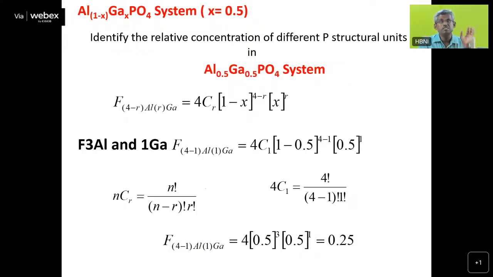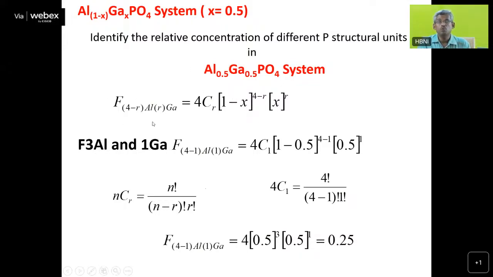So let us take a simple system like a 50-50 composition, simple solid solution. You have to solve for other compositions. I will just today explain to you how to solve for 50-50, 50% aluminium, 50% gallium. Okay. Now let us take this composition 50-50.